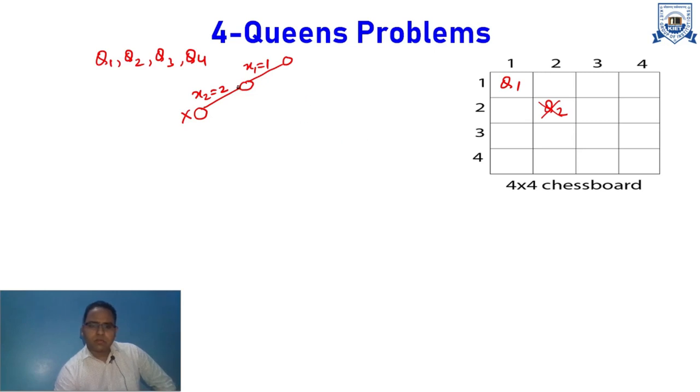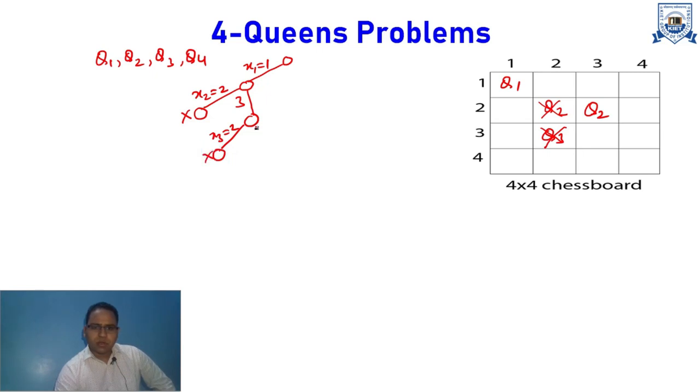Now come back again to queen 2. Let's place queen 2 in the third column. Yes, we can place it, we have space. Let's try to place queen 3 now. If we place queen 3 in the second column, queen 2 and queen 3 will attack each other, so it is not possible. The next choice for queen 3 is only the fourth column. So it is a dead end.